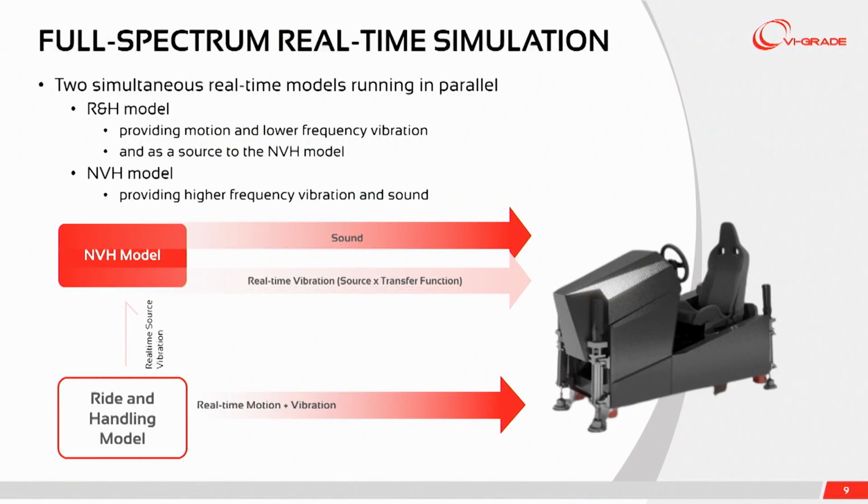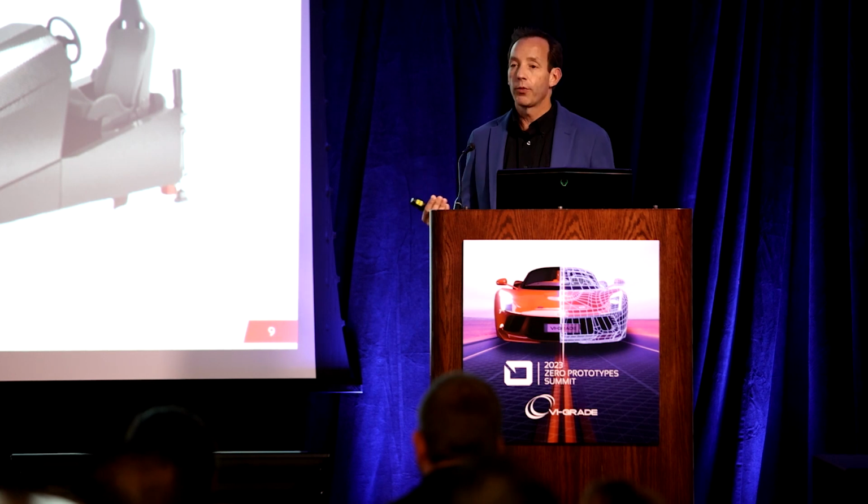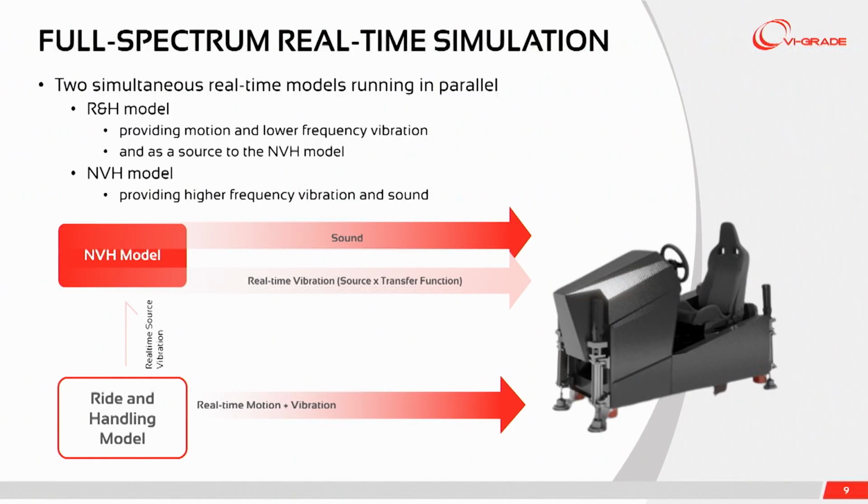So in a little more detail, the ride and handling model provides the motion and low frequency vibration and also feeds source strength vibration levels to the NVH model, which then combines this with transfer functions to generate vibration at the driver touch points and low frequency sound. And then the NVH model fills up the rest of the spectrum. So you get the higher frequency sound from the NVH model.